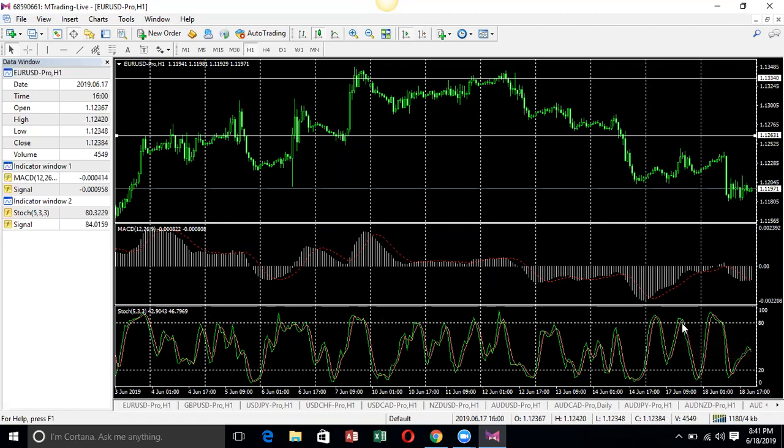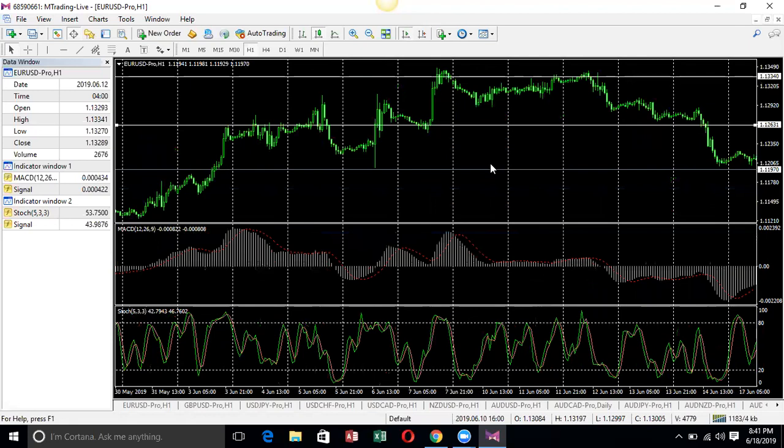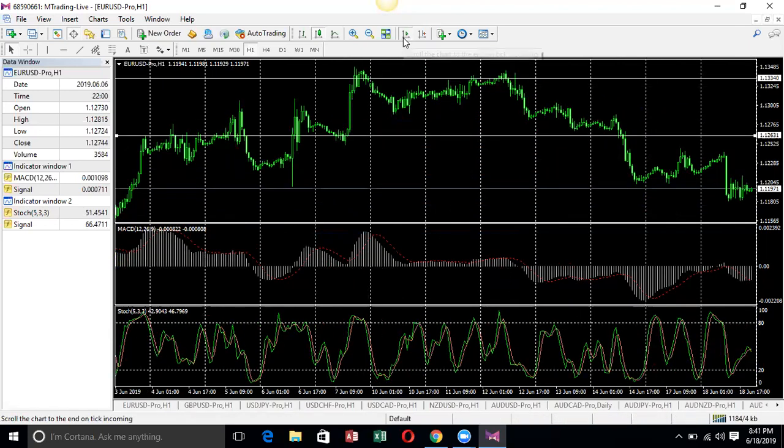And look at it again here, another overbought. It still went down. That is actually for a sell. Let's look for a buy example now.